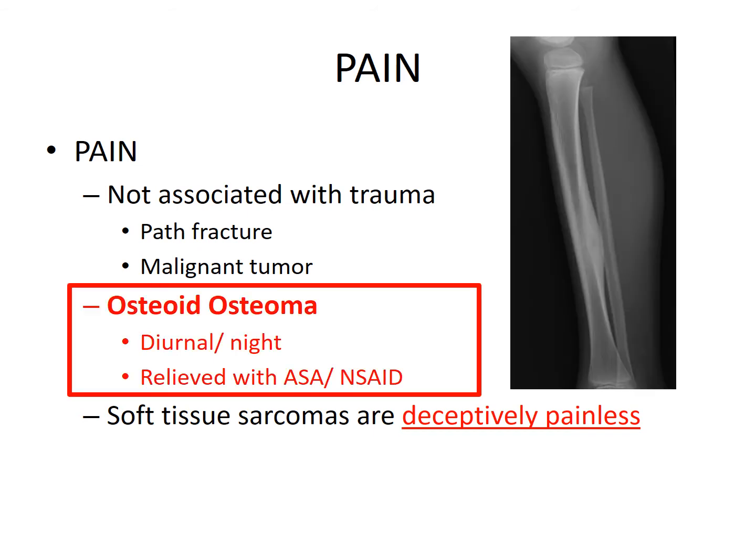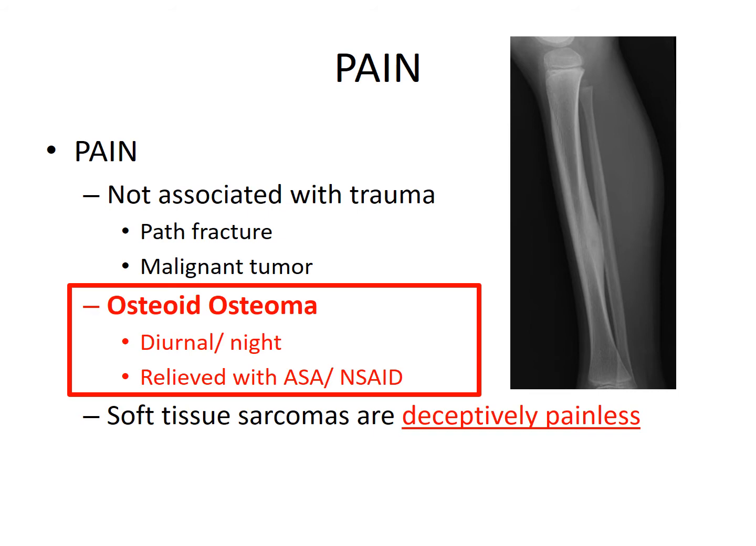Osteoid osteoma has a very specific pain pattern, so it's very easy to test and should be easy to pick up in the history. It's diurnal, so it occurs at 2 in the morning, 2 in the afternoon, so usually twice in a 24-hour cycle. The pain occurs at night oftentimes, and a patient will wake up with excruciating pain at the same time every night.